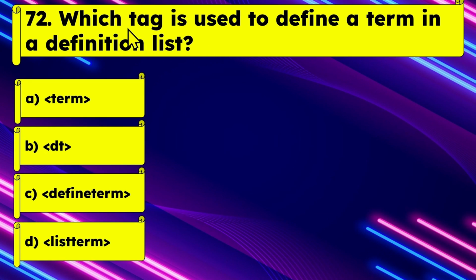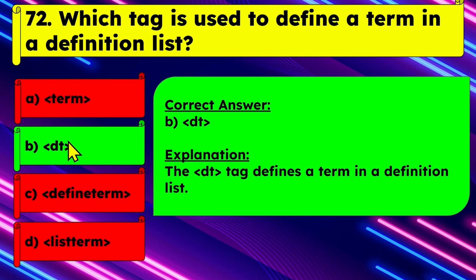Next question is, which tag is used to define a term in a definition list? So in order to define a term in a definition list, which tag do we have to use? Our first option is term, B says DT tag, C says define term tag, or D says list term tag. Here the correct answer is option B. As you can see, the DT tag defines a term in a definition list.